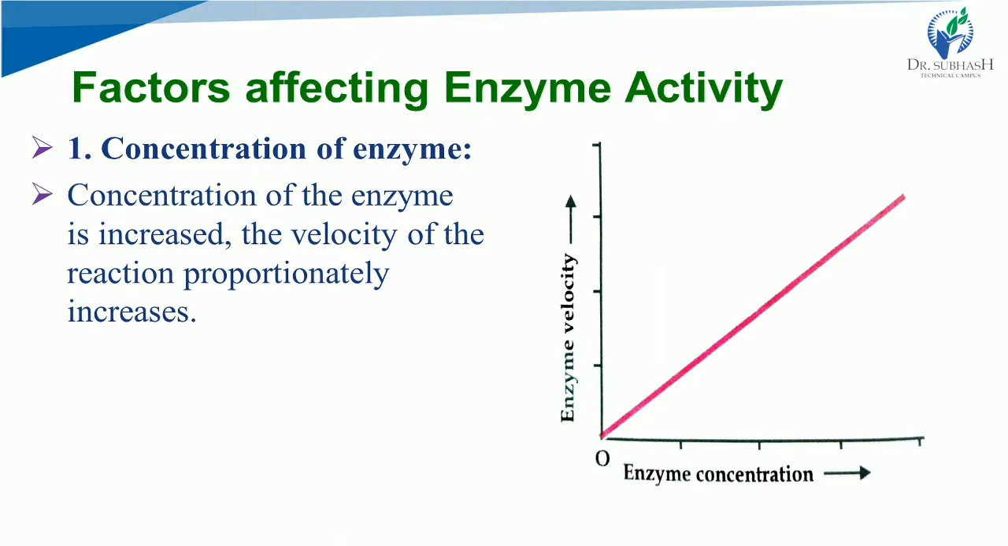Right. As you can see in the graph, you can see the straight line, right? So it is increasing. As you increase the enzyme concentration, the graph is also increasing. What does this indicate? That the velocity of the reaction depends on the enzyme concentration, right?